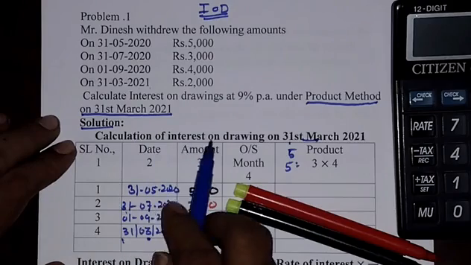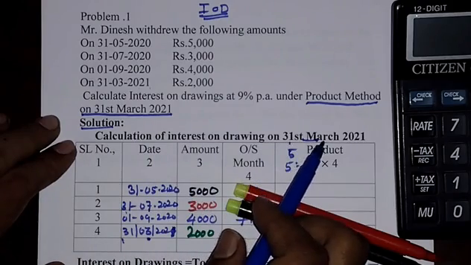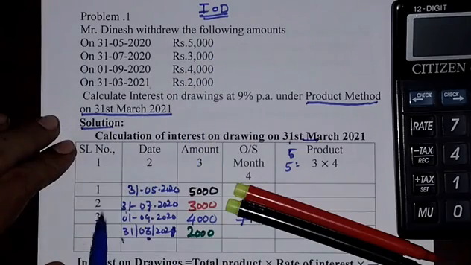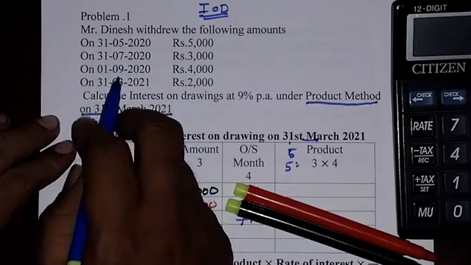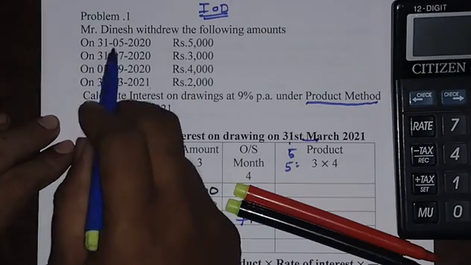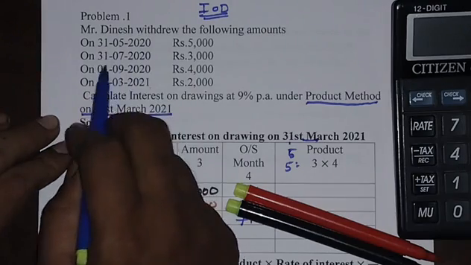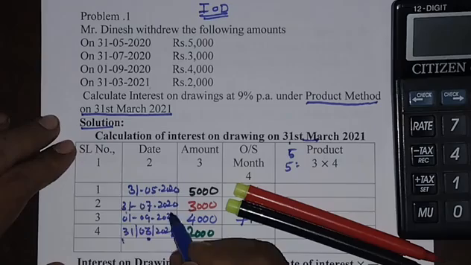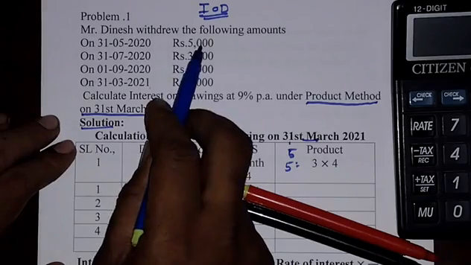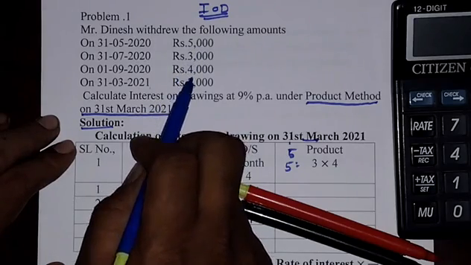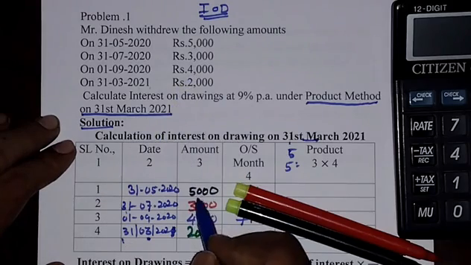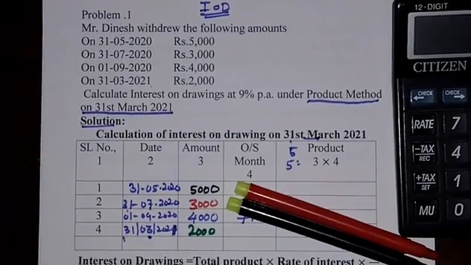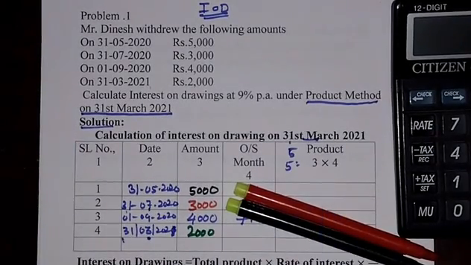Solution. Calculation of interest on drawings on 31st March 2021. The given information has been brought into the solution. There are 4 different drawings, 1, 2, 3, 4, and 4 different dates are given: 31/5/20, 31/7/20, 1/9/20 and 31st March 21. That has been brought into the date column. And 4 different amounts are drawn: 5,000, 3,000, 4,000 and 2,000. That is brought into the third column. And only the fourth column and fifth column will be our working out of the answer.